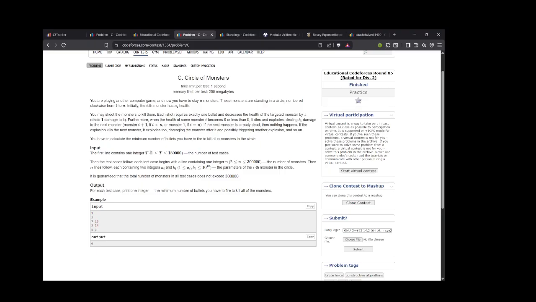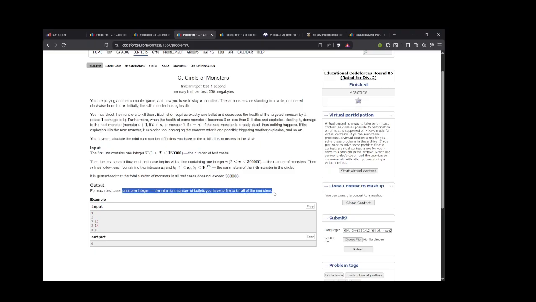First look at the inputs. We are given test cases, and each test case contains an integer n, the number of monsters, obviously. And for each monster we have two integers, A_i and B_i. A_i is the current health of the monster, and B_i is the damage that monster i causes to the next monster when it explodes. It is guaranteed that the total number of monsters over all the test cases does not exceed this much.